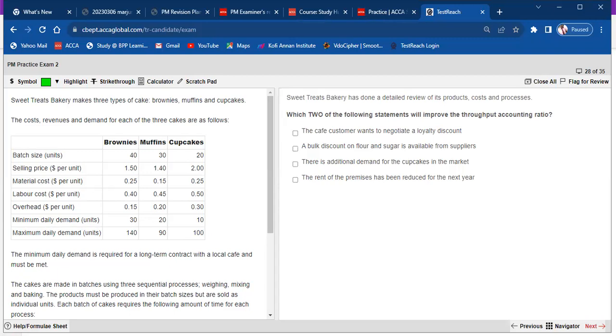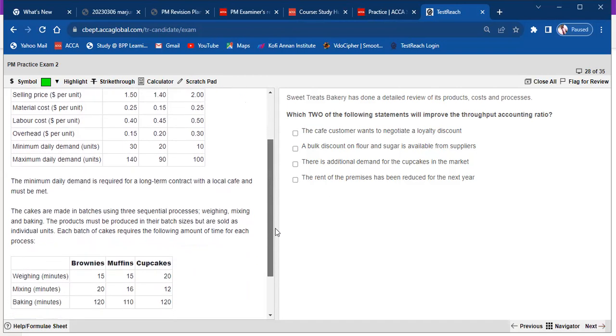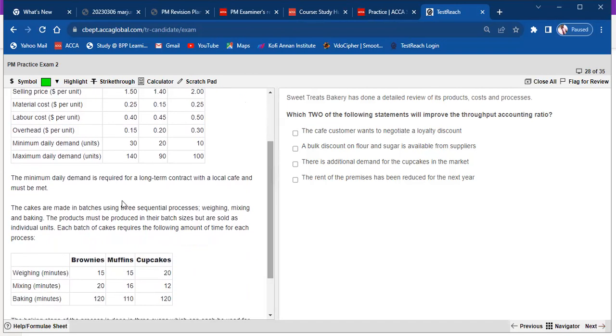Remember, use the rule of elimination if possible. Which one of the following statements will improve the throughput accounting ratio? What do you want to think about? The cafe customer wants to negotiate a loyalty discount. Who is the cafe customer? The minimum daily demand is required for a long-term contract with a local cafe and must be met. This customer wants a loyalty discount. Would that improve the throughput accounting ratio or not?